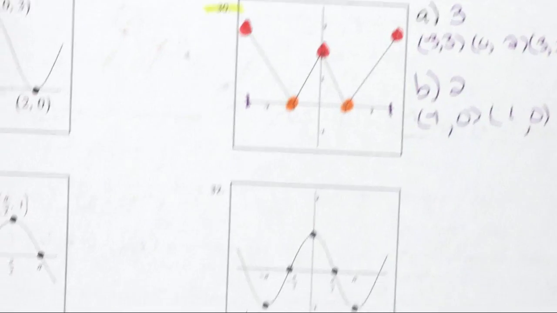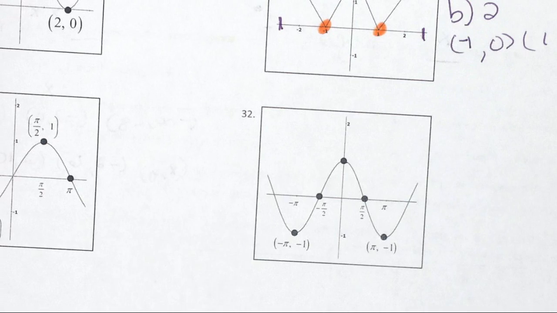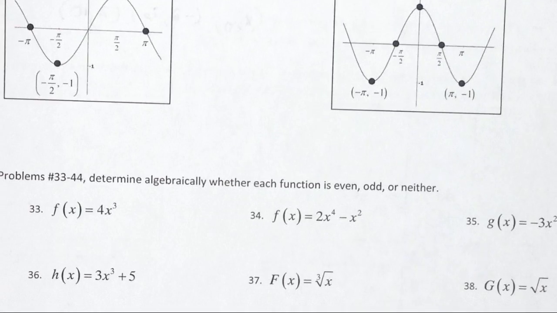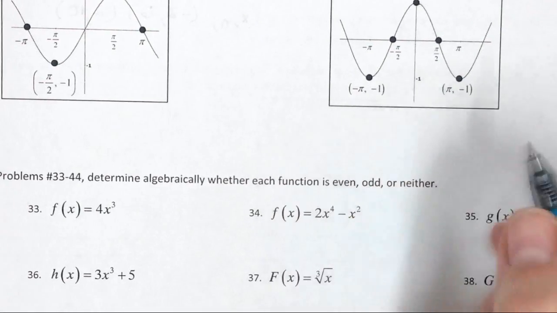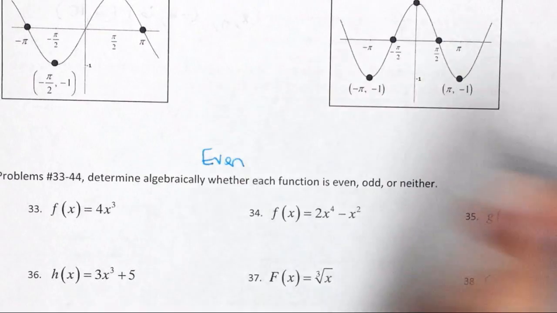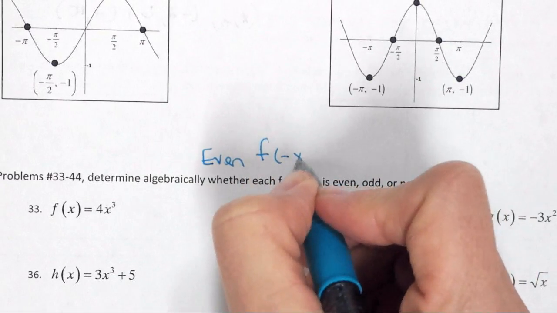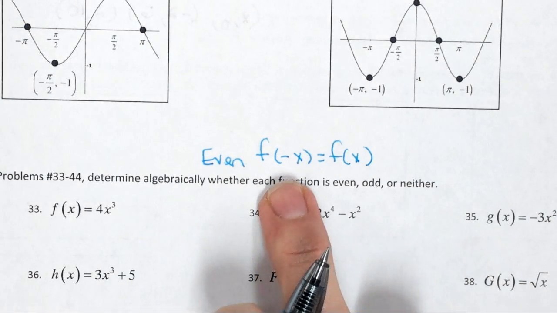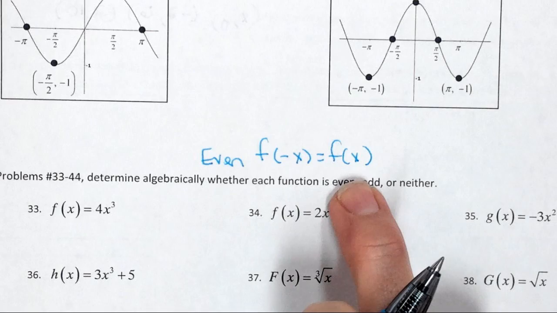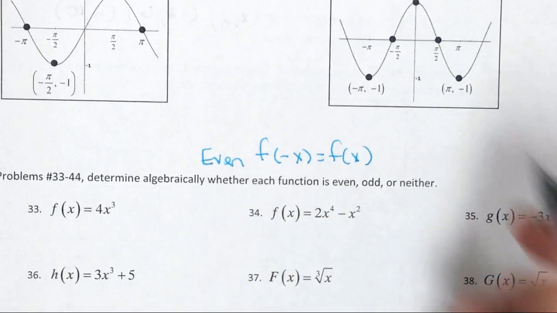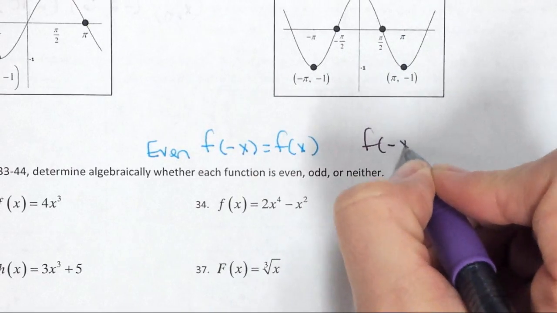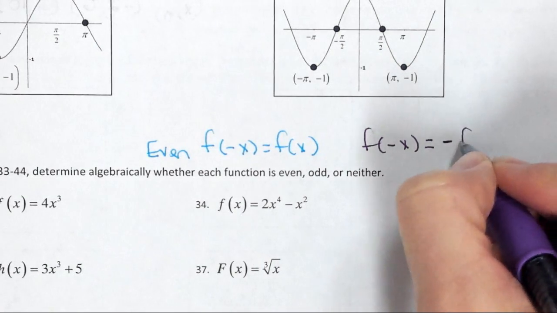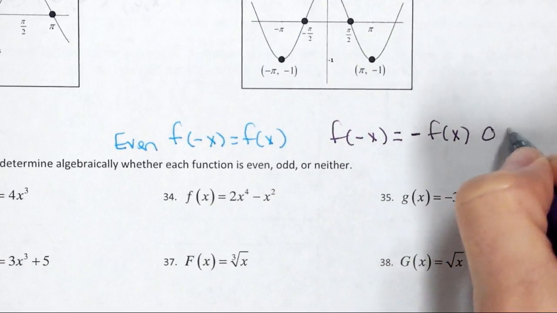Last section. It says for 33 through 44, determine algebraically whether each function is even, odd, or neither. So let's write at the top so we don't forget. Even. It's even if f of negative x equals the original equation. So if you plug in negative x and you get the original one back, it's even. If you plug in negative x and it doesn't equal the original, but instead equals negative f of x, we're going to call it odd.